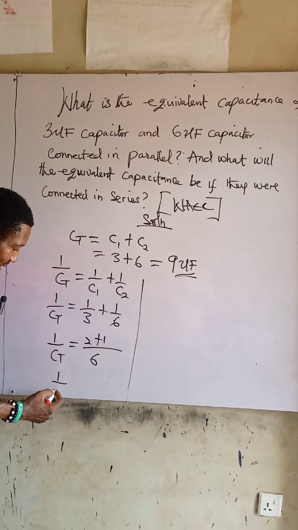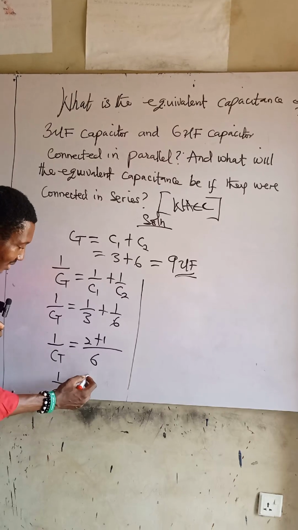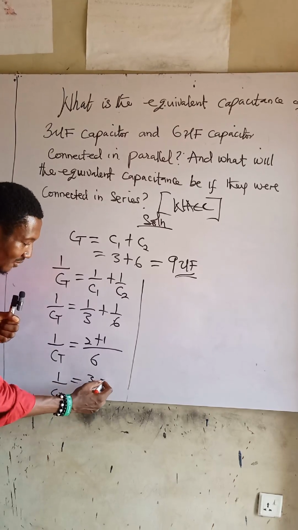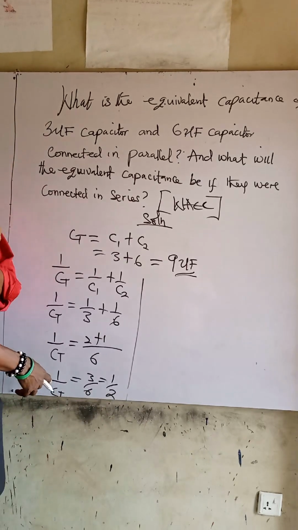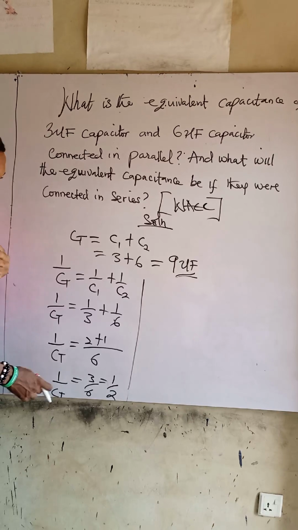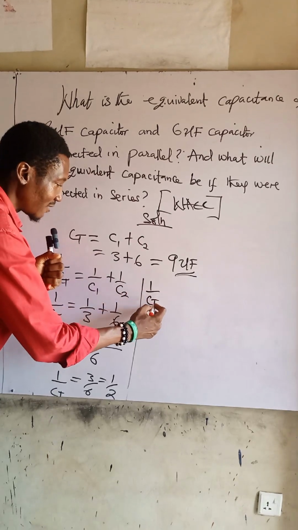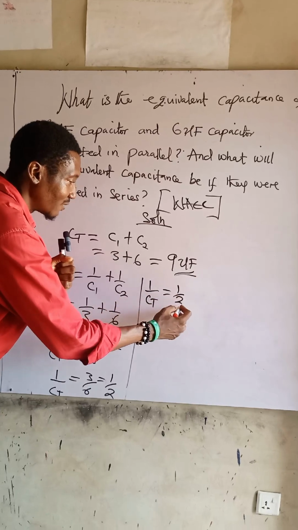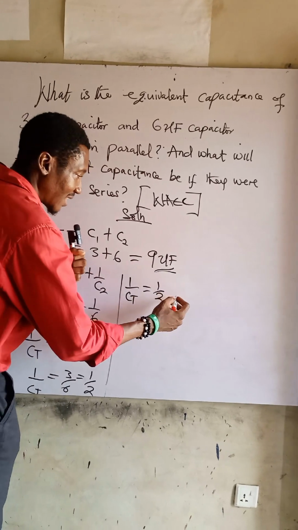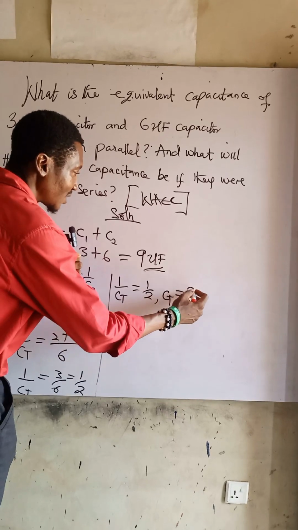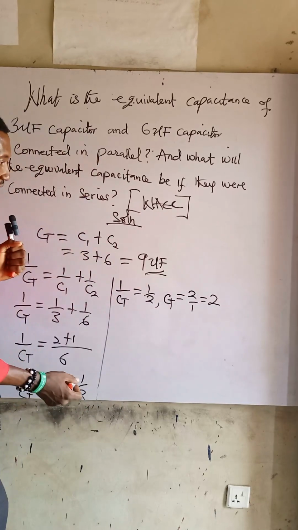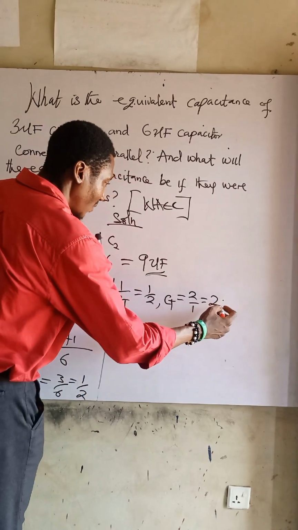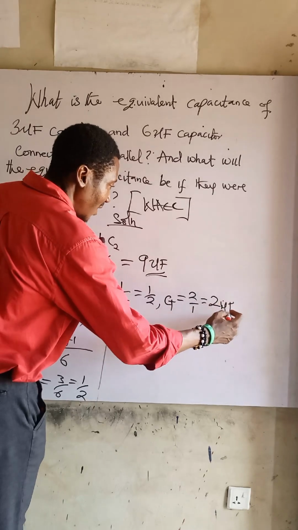So 1 over effective capacitance is equal to 3 over 6, which is the same thing as 1 over 2. Remember, there is 1 over effective capacitance here. So if you have 1 over effective capacitance equals 1 over 2, you flip it over. That is, effective capacitance equals 2 over 1, which is 2. And capacitance is measured in farad, so that would be 2 microfarad.